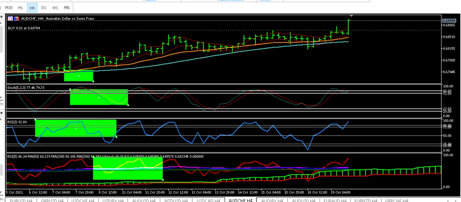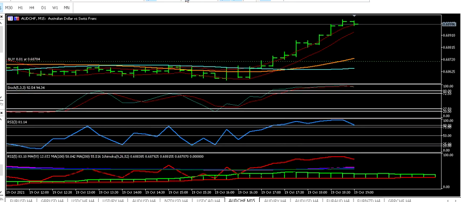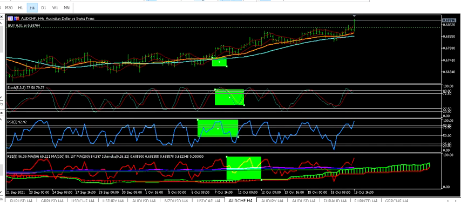If we change it to the 15-minute time frame, we get something like this. But for the purpose of this strategy, we use the 4-hour time frame. So that's that.